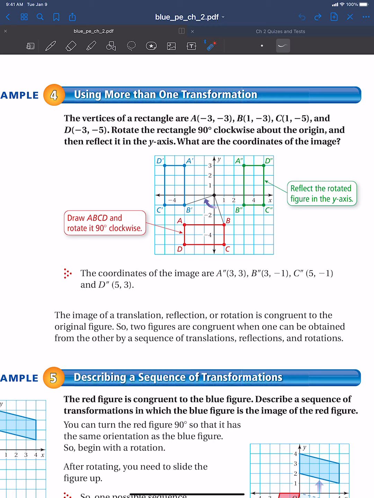The vertices of a rectangle are A, B, C, and D. Rotate the rectangle, let me highlight this real quick. Rotate the rectangle 90 degrees clockwise about the origin. Remember, it has to say about the origin for it to rotate with our rules. Then after you rotate it 90 degrees about the origin, reflect it across the y-axis. The final question is, what are the new coordinates of the image?